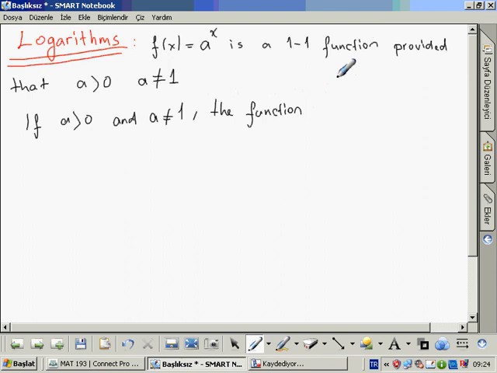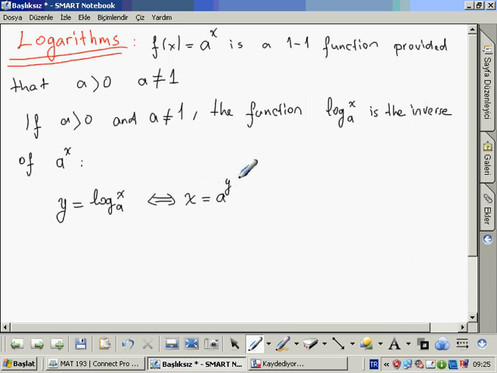the inverse function of f, that means the function which is the logarithm of x to the base a, which is the inverse of the a to the x function. So y equals logarithm of x to the base a if and only if x equals a to the y, and a is larger than 0 and a is not equal to 1.